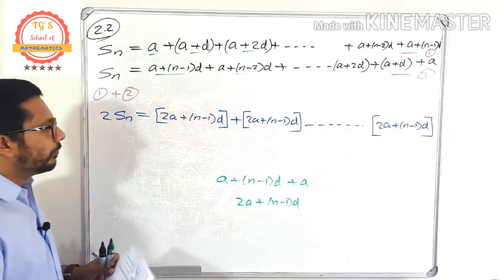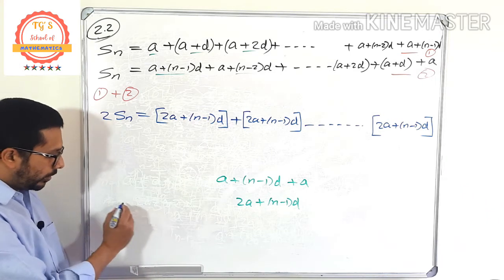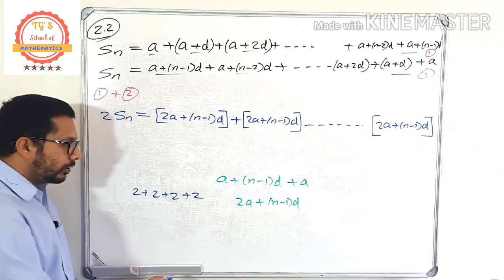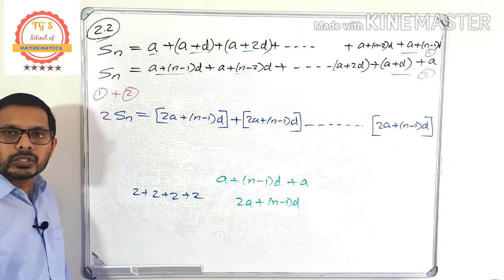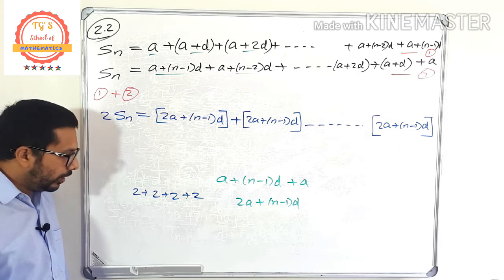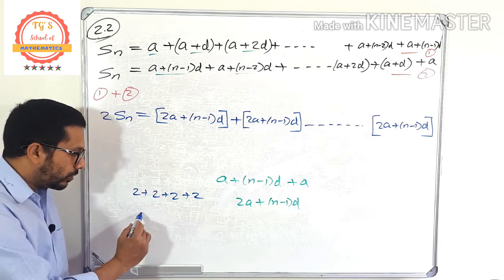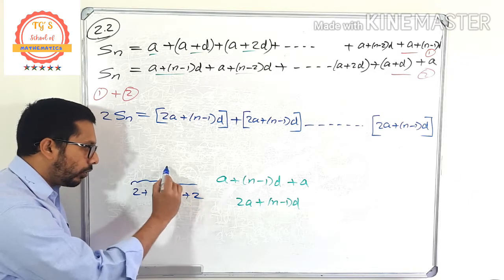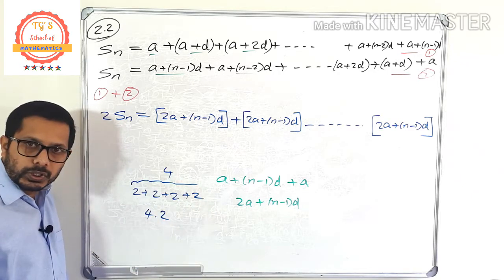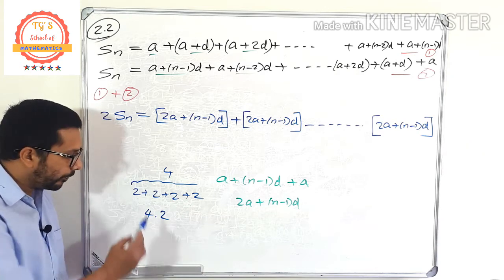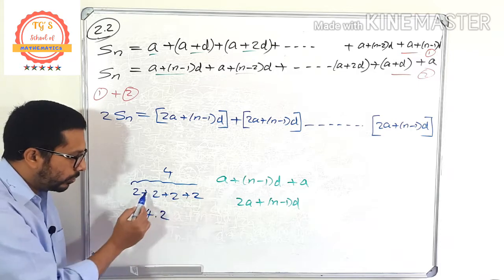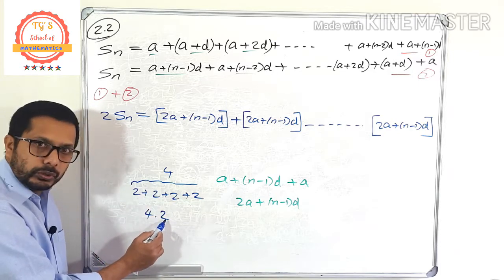For example, look at this one: 2 plus 2 plus 2, I'm just giving an example. So 2 plus 2 plus 2 plus 2. How many 2's are here? 4, am I right? So we can write this like this also. We know that there are 4 2's, so that is the same as 4 into 2, which is 8. 2 plus 2 plus 2 plus 2 is 8. So if there are 4 2's, then we can write 4 into 2.